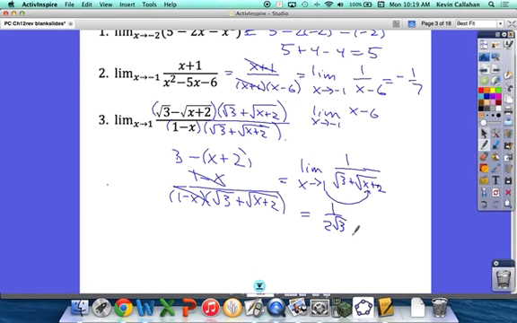Right? It's not the square root of 6 or anything. There was a few other things like that. It's just 2 times the square root of 3 in the denominator. That's it.